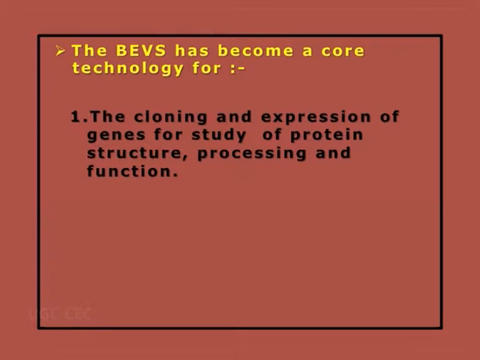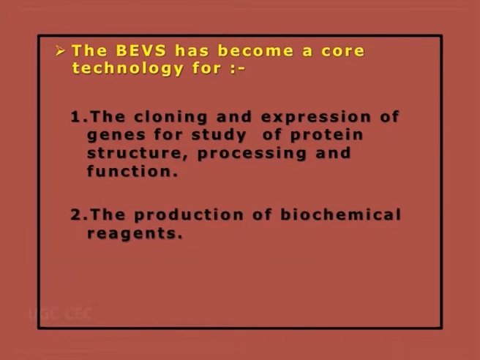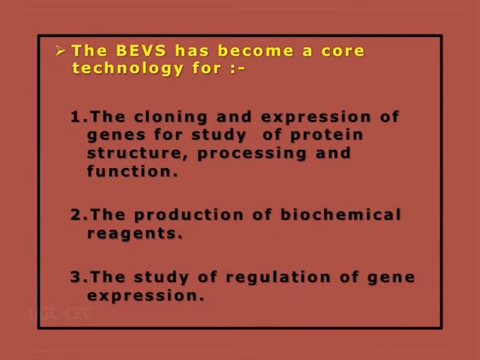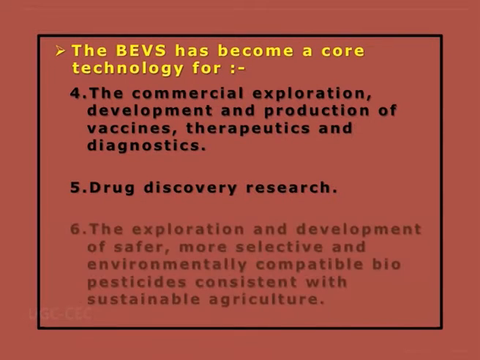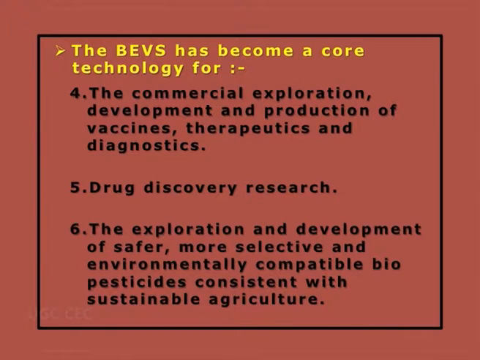And why it became so important is that it allows the cloning and expression of genes for the study of protein structure, processing and function. It is also used for the production of biochemical reagents. The study and regulation of gene expression can be done using these vectors. The commercial exploration, development and production of vaccines, therapeutics and diagnostics are important benefits from these vectors. It is also used for drug discovery research, and for the exploration and development of safer, more selective and environmentally compatible biopesticides consistent with sustainable agriculture.